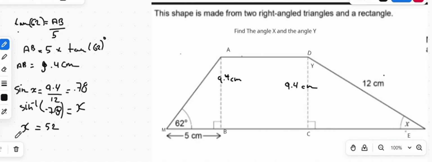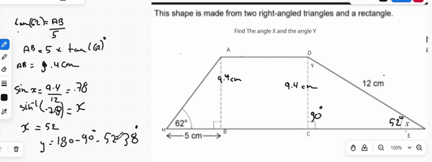Okay, so now we have the angle X, 52 degrees, and we have here a right angle triangle which is 90 degrees, and as we know, the sum of the angles of a triangle adds up to 180. So the angle Y should be 180 minus 90 degrees minus 52, which is equal to 38 degrees.